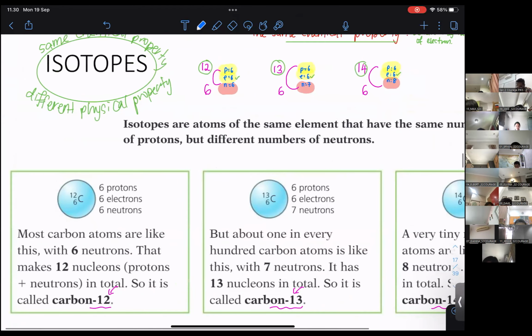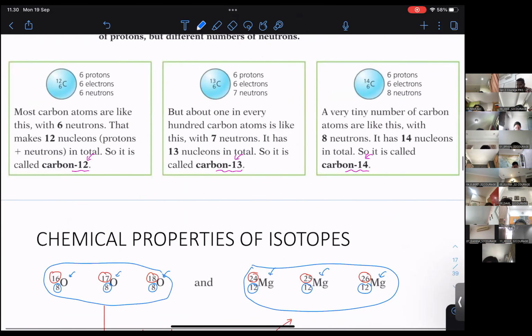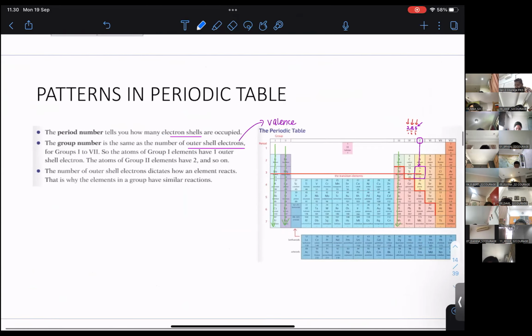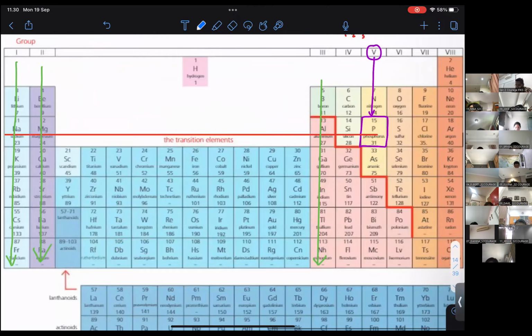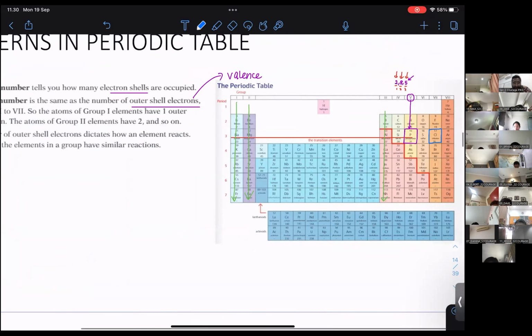It's also an isotope. And you can see magnesium also, I already did. So all these have isotopes. Cl also has isotopes. Now, this is the periodic table that you have in the textbook.